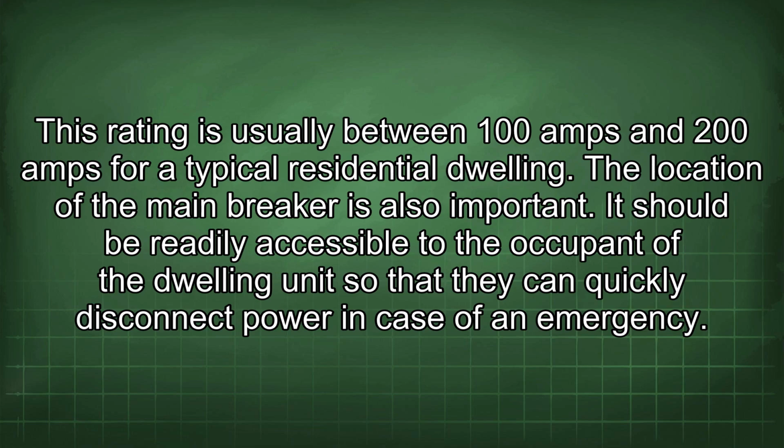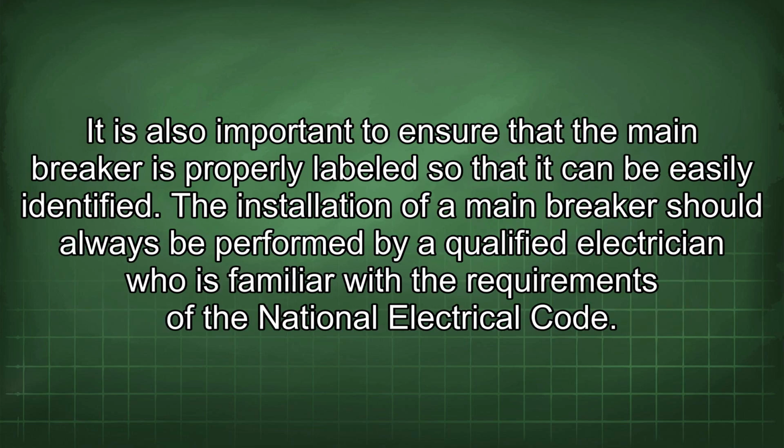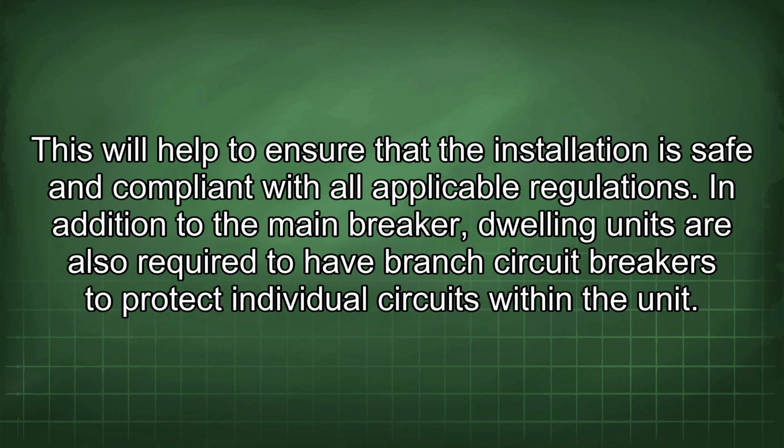The location of the main breaker is also important. It should be readily accessible to the occupant of the dwelling unit so that they can quickly disconnect power in case of an emergency. It is also important to ensure that the main breaker is properly labeled so that it can be easily identified. The installation of a main breaker should always be performed by a qualified electrician who is familiar with the requirements of the National Electrical Code. This will help to ensure that the installation is safe and compliant with all applicable regulations.